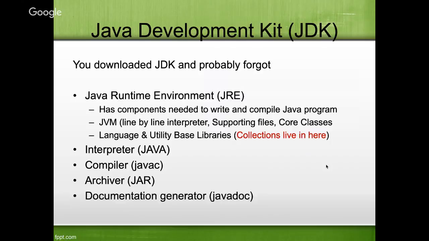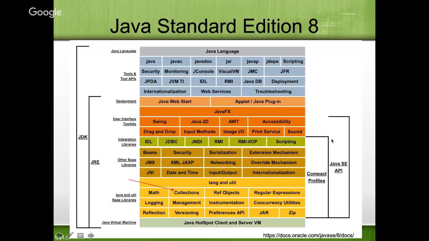So first, let's talk about the Java Development Kit, the JDK. You probably downloaded this a long time ago and forgotten about it. So here are the components of the JDK. The JRE right here has components for writing and compiling programs, the JVM, and next it says language and utility-based libraries. Okay, so Java collections live right in here. And I just wanted you to know that.